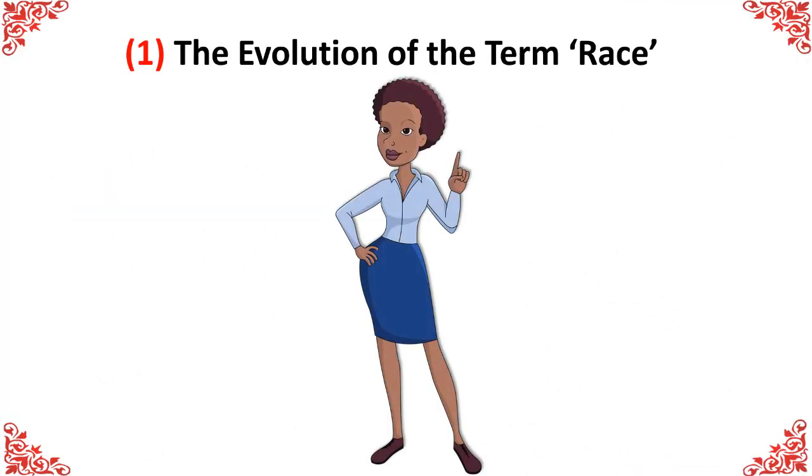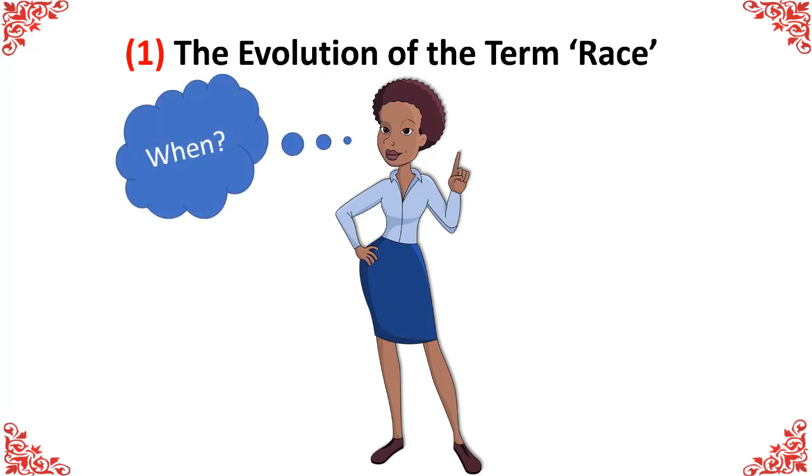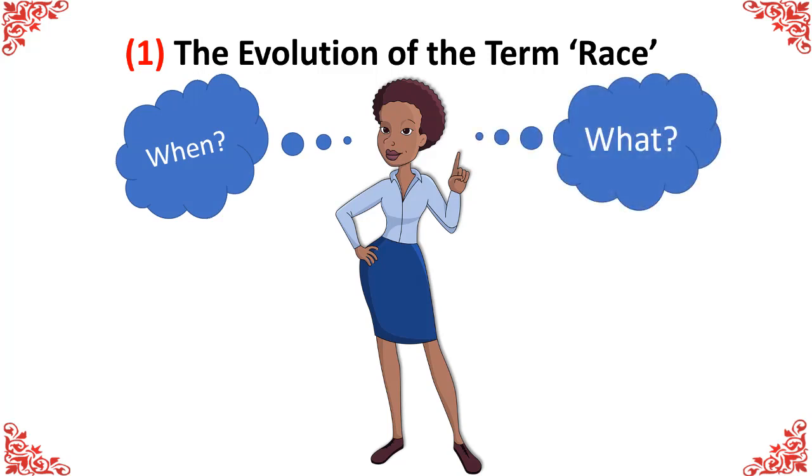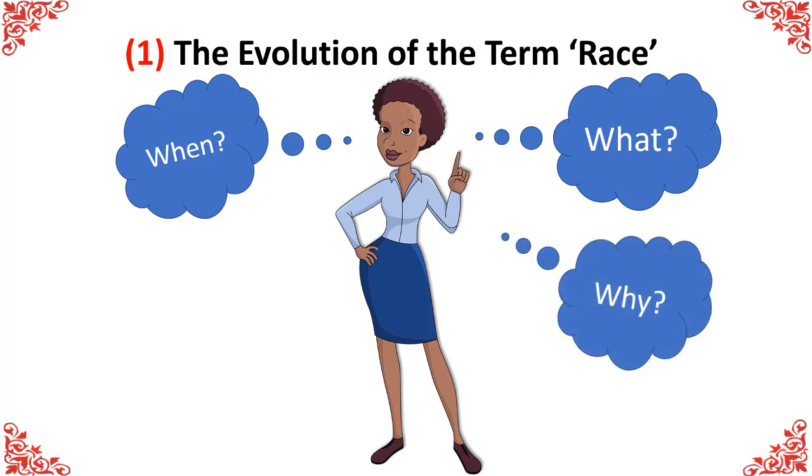Now, we are aware that the English term race has several meanings, including classifying people by skin color. But when did race begin to refer to skin classification? And what happened in history that caused that change? And why did it happen?